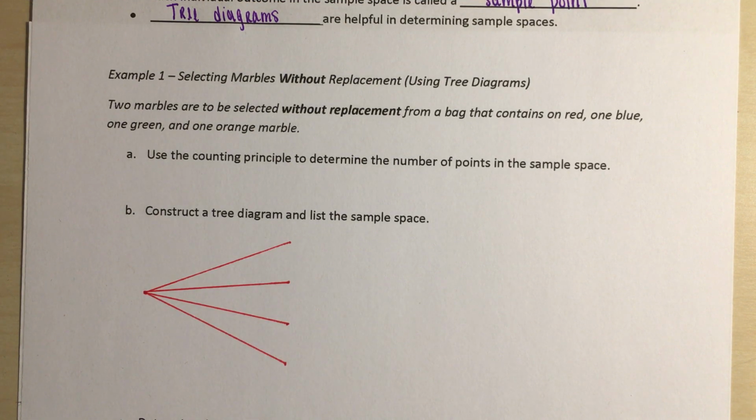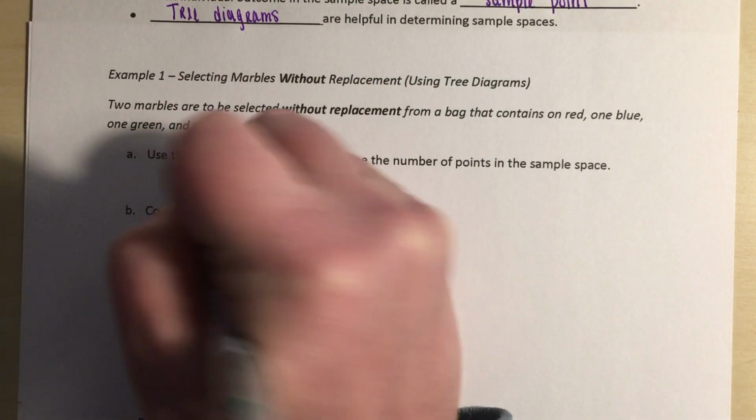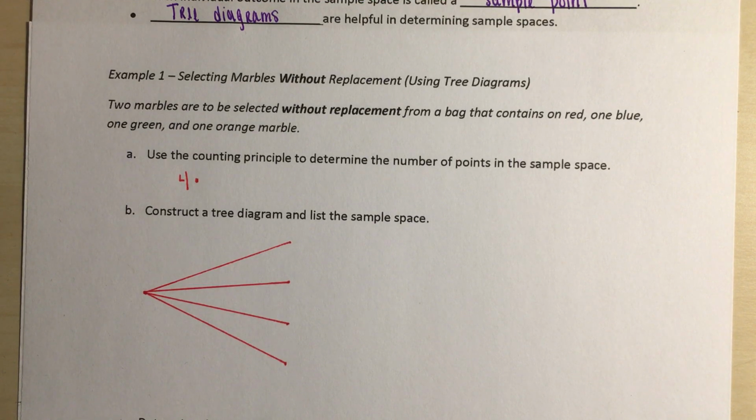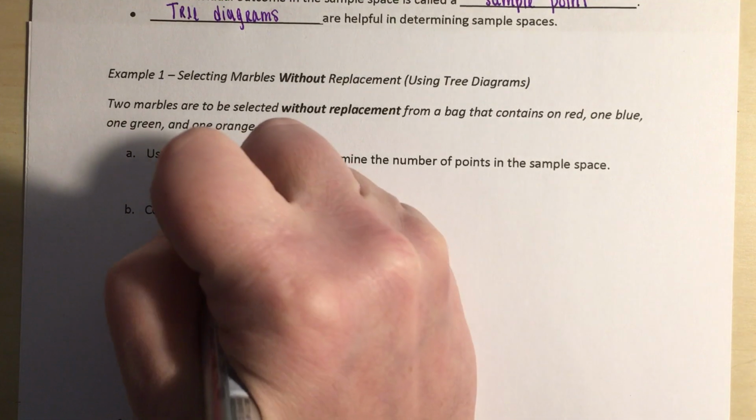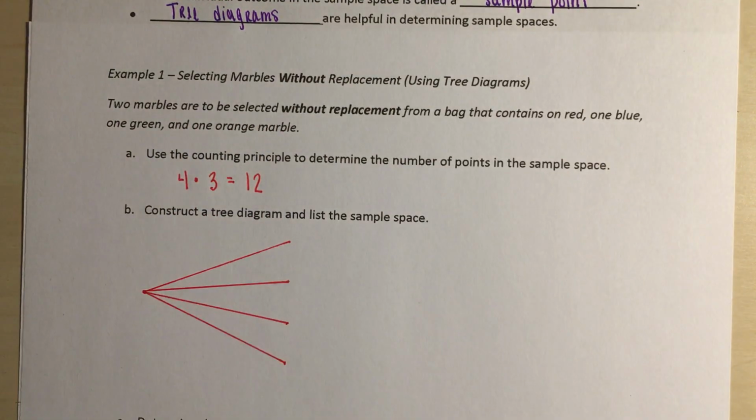So we have 4 different colors in there. So the first marble, we're going to have 4 choices. And then since it's without replacement, that means whatever color we pick out the first time, we're going to keep out. So that means if we started with 4 marbles, we picked 1 out, well now we have 3. So using our counting principle, 4 times 3 is going to give us 12 points in our sample space.